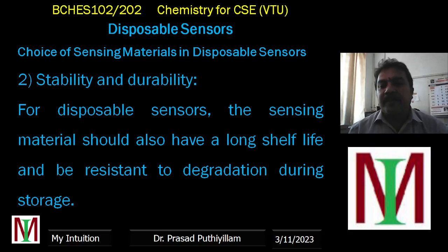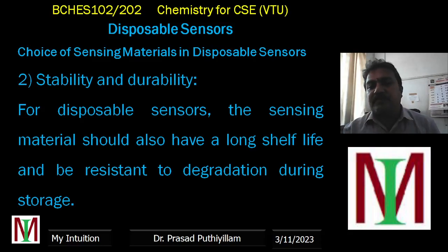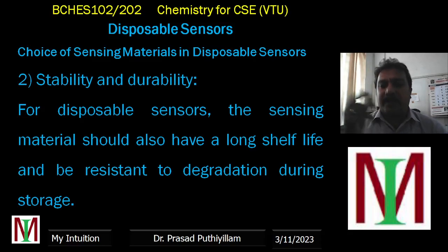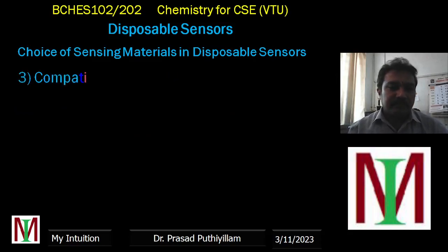Long shelf life means that if you are not using the sensor and are keeping it on a shelf or to the side, that time is called shelf life. Disposable sensors are one time use. So if we have purchased it and are not using it, how long we can keep it tells the shelf life. Therefore, the material that we use should have a long shelf life. It should be resistant to degradation during storage.